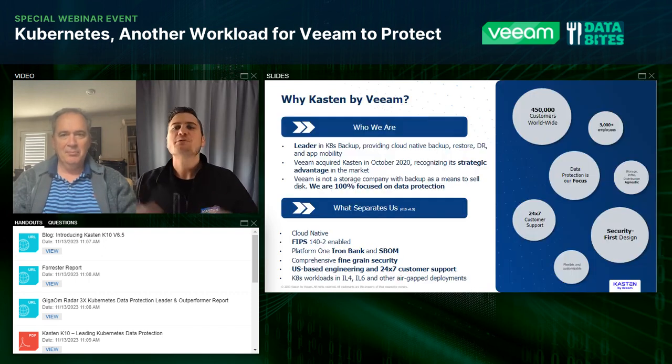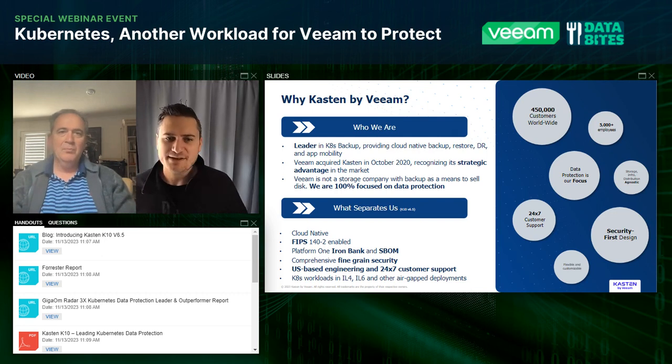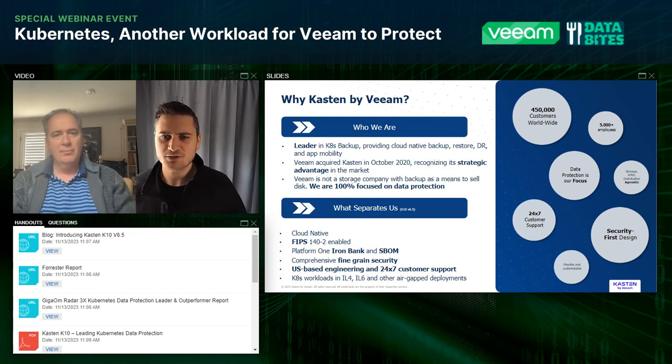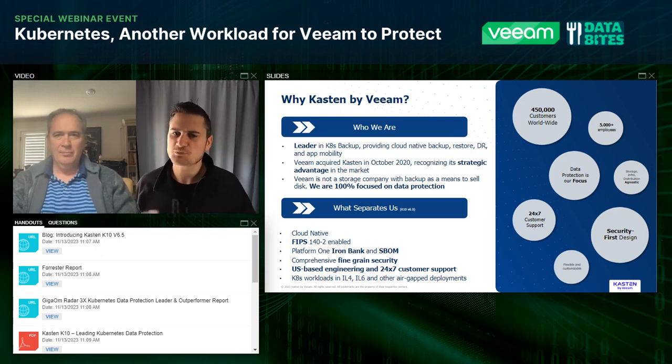So now we get into why Kasten by Veeam. I think there's been a few questions here about persistent data and container workloads, so to lay the land, who we are and what separates us, and then we'll start talking about how the product works. High level, we are a leader in Kubernetes backup. We provide cloud native backup, restoration, disaster recovery, and application mobility capabilities. Really important is that we are focused on backup. We are a backup company.